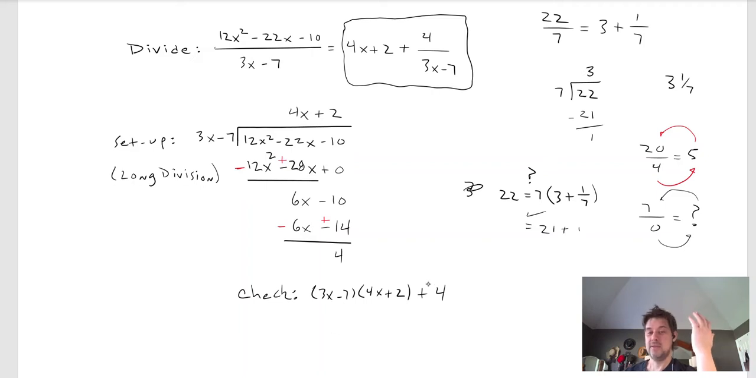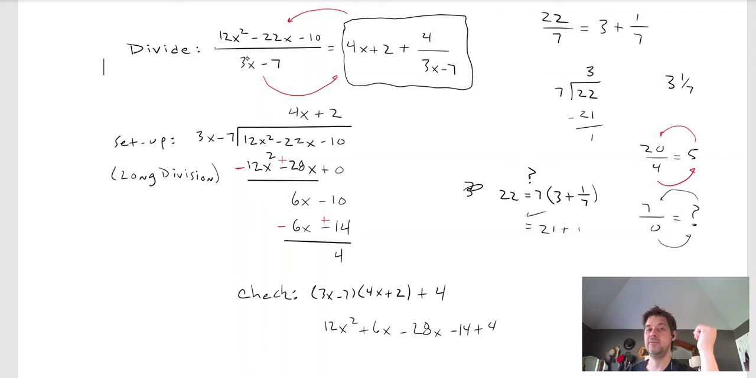Okay, all right, so if this is that top part, as I've written right here, I can take this, multiply it by that, and get that thing up there, if I can show that I get 12x squared minus 22x minus 10, then I did it right. So let's see, 3x times 4x, that's 12x squared. 3x times 2, that's 6x. Negative 7 times 4x, negative 28x. Negative 7 times 2, negative 14. And then I get this plus 4 at the end of it.